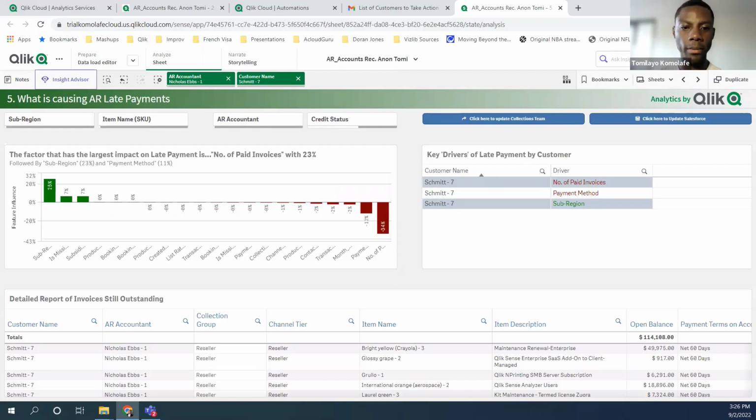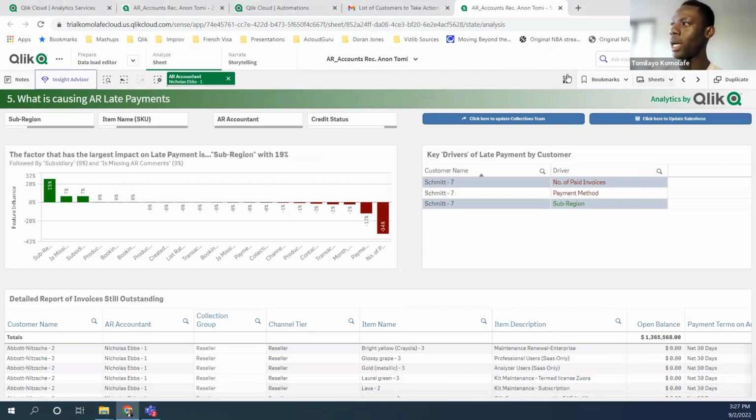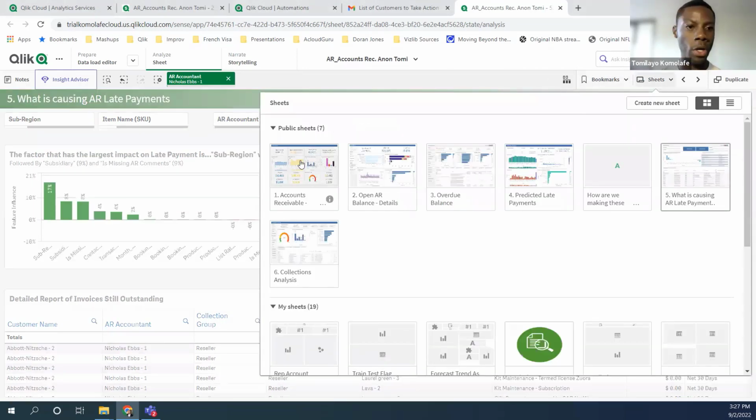So going ahead, if you remember, we started our demonstration by showing you the current state of dashboard for most finance teams. Now, what I would like to show you is the future state of what your dashboard can look like if you're using Qlik's advanced analytics capabilities. And that's what I'm going to do by going to a dashboard that shows not just what's going on, but what could also happen in the future.